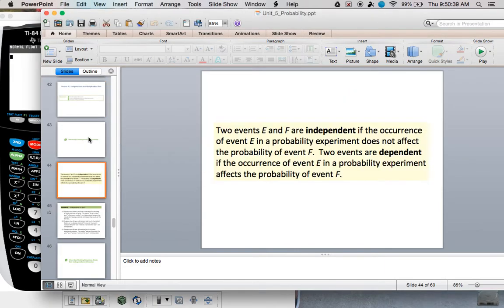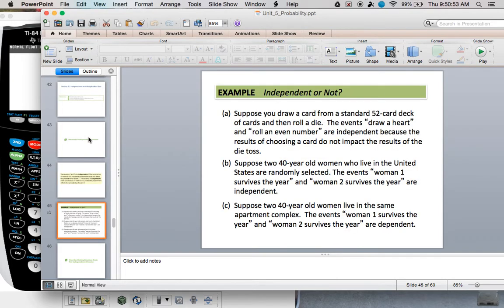Two events are independent if the occurrence of event E in the probability experiment does not affect the probability of event F. Two events are dependent if the occurrence of event E in a probability experiment affects the probability of event F. So let's look at examples and we'll maybe do these together.